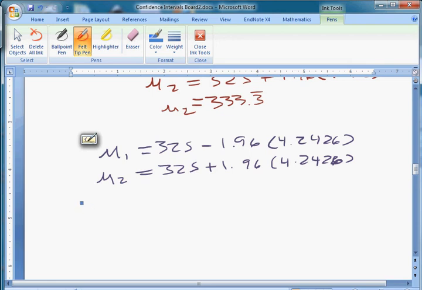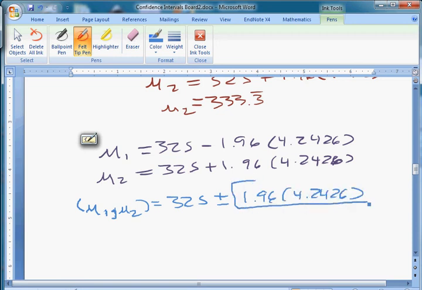Another way to write this, by the way, is mu1 comma, that's a comma, mu2 is equal to 325 plus or minus 1.96 times 4.2426. This right here is called a margin of error. So it's the sample mean plus or minus the margin of error.